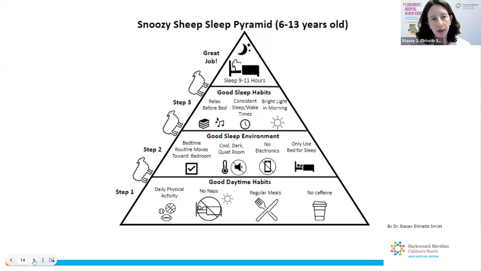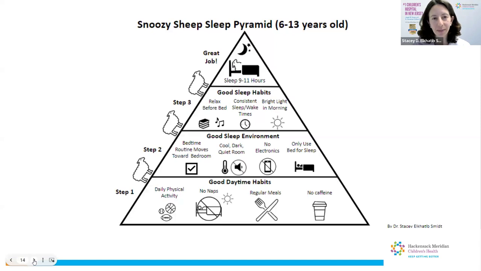And the reason I made it a pyramid was because having good sleep is a stepwise process. As much as we all want to just wave a magic wand and help children sleep, it does sometimes take some time. And you want to establish a good foundation. So that's at the bottom with step one. And that would be having good daytime habits, like being physically active, for school-age children not napping after school, because that can decrease the pressure to sleep at night, having regular meals and not drinking caffeine.